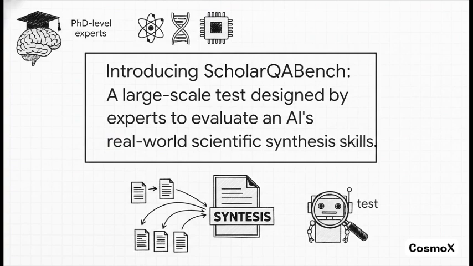It's called Scholar QA Bench, and you can forget about simple multiple-choice quizzes. We are talking about thousands of complex, nuanced questions, all written by PhD experts. These questions demand that the AI synthesizes information from multiple different papers just to even begin to form an answer. This is the real deal, a real-world gauntlet for an AI's scientific reasoning.